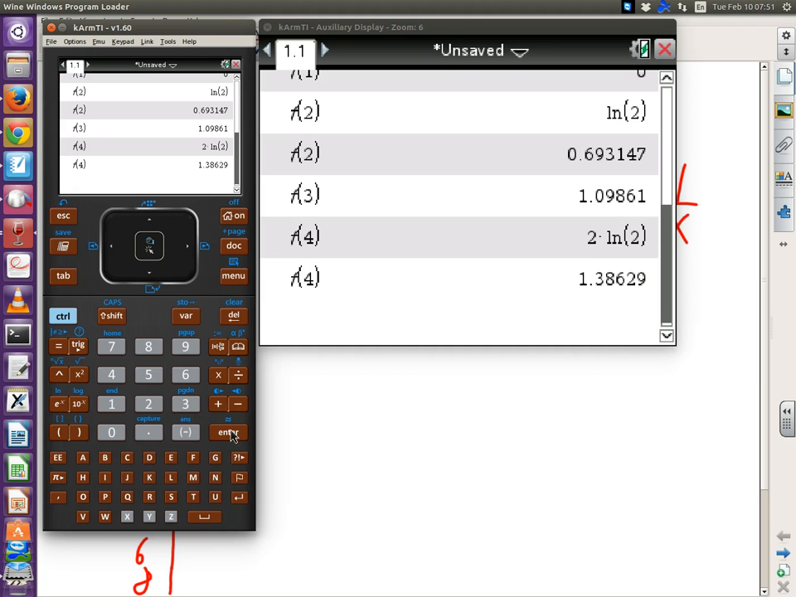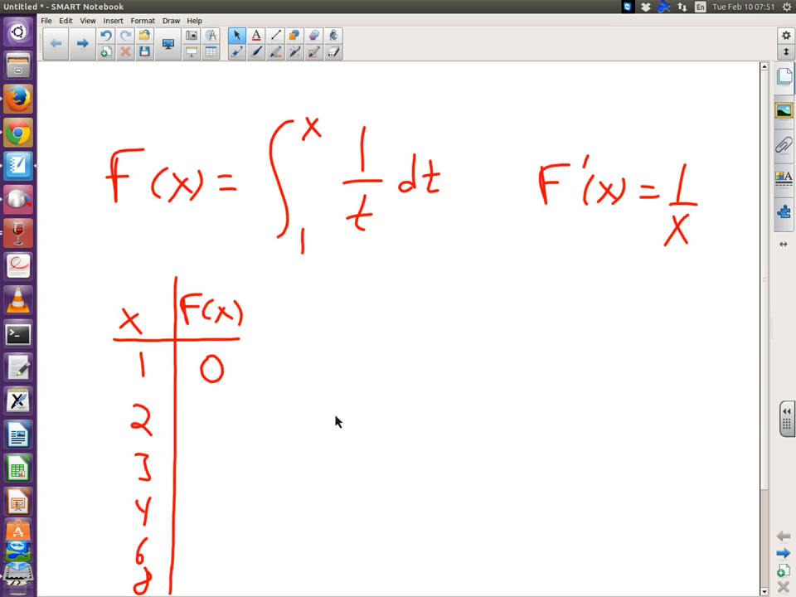So the point is that I know these values. What are they? 0.693, ln of 2. ln of 3, 1.099. ln of 4, 1.386, and we could have kept on going, but I got tired. 1.792 for the ln of 6, and 2.079 for the ln of 8. So is this a true statement?